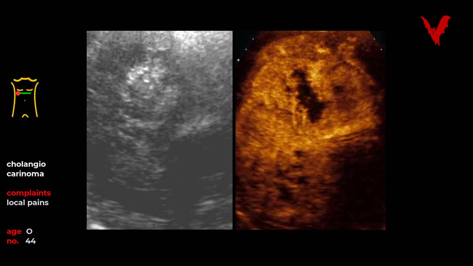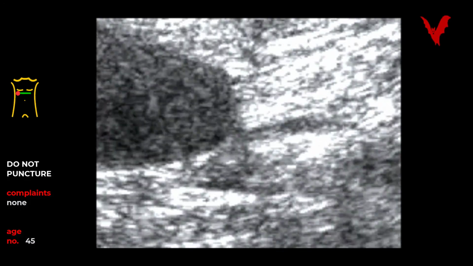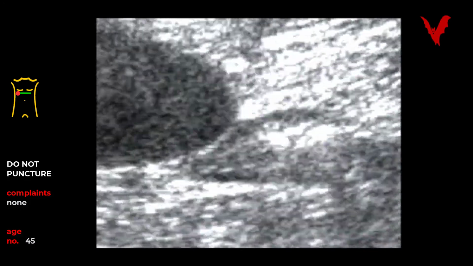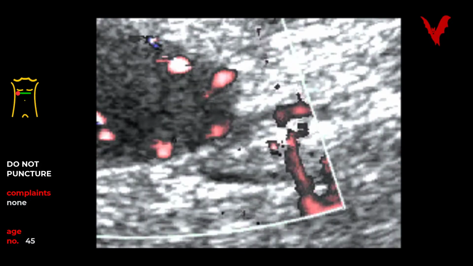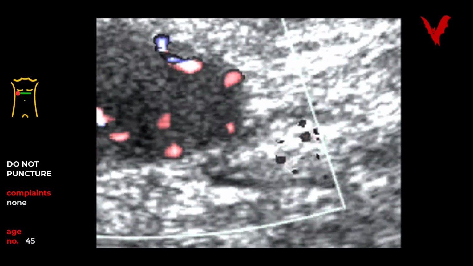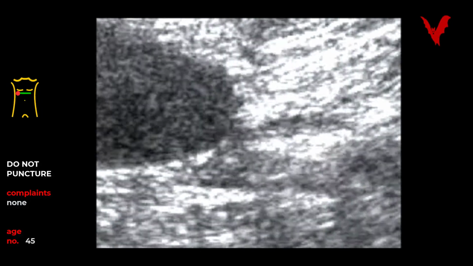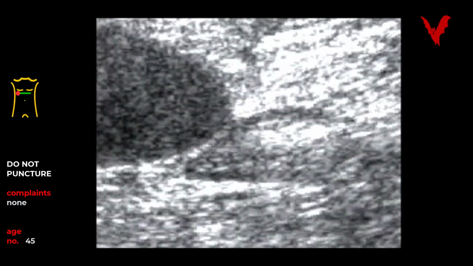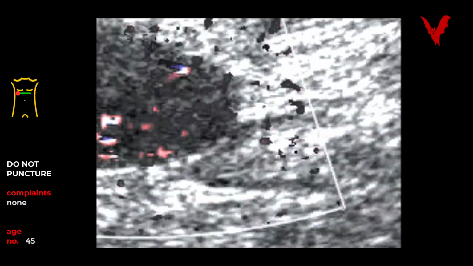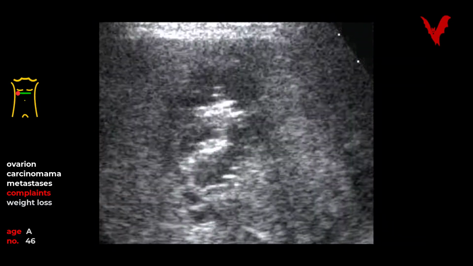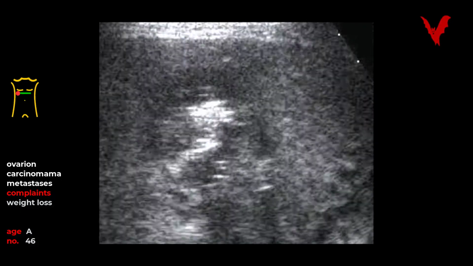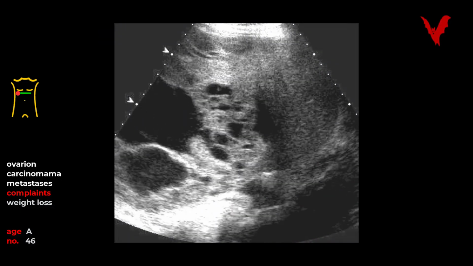And in figure 45, never do a fine needle puncture because there is no covering tissue. You must have a covered path. In figure 46, you find a metastatic ovarian cancer.